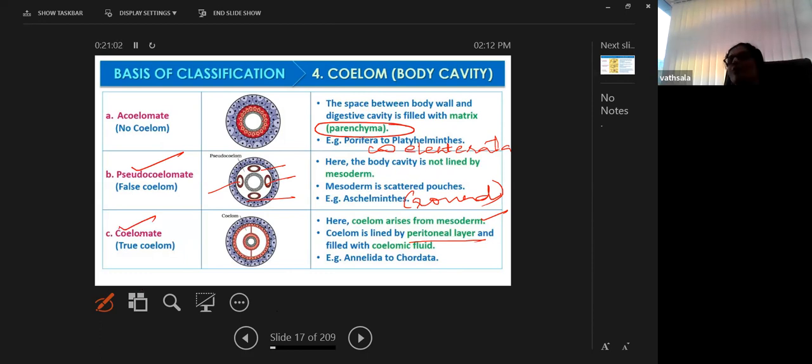Pseudocoelomate. Pseudocoelomates do not have actual mesoderm. Instead, the mesodermal pouches are there. They are scattered. Here, coelom arises actually from mesoderm, and it is called peritoneum. The lining layer, the layer which lines the coelom, is very clearly shown.